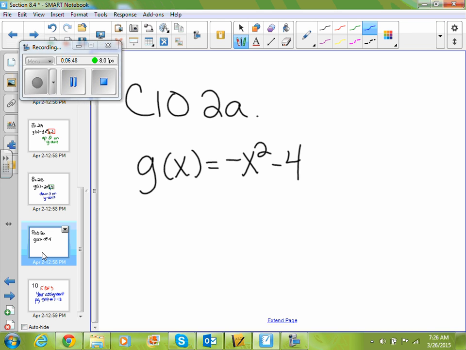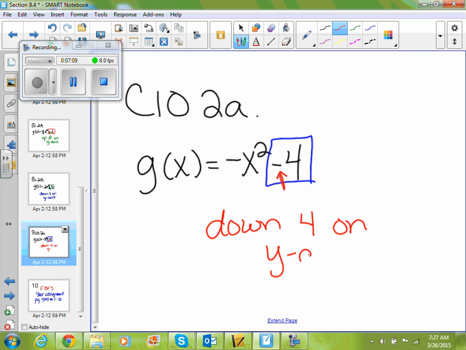Alright, and we'll do one more. So g of x equals negative x squared minus 4. Well, my c value is minus 4. This minus tells me that my graph is moving down 4 on the y-axis.